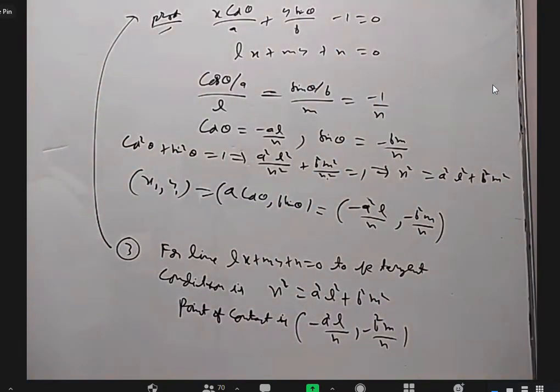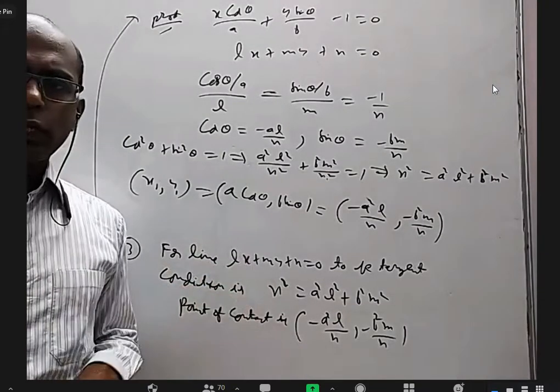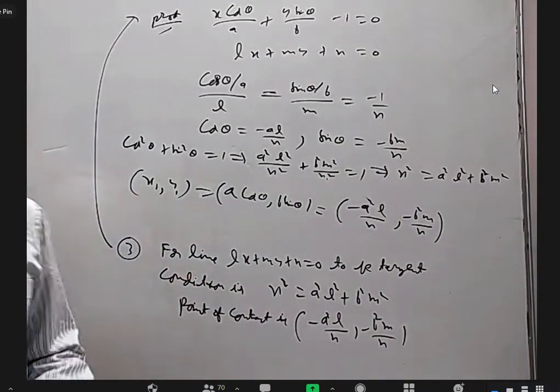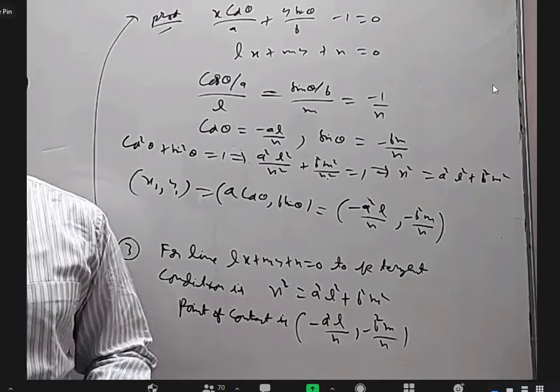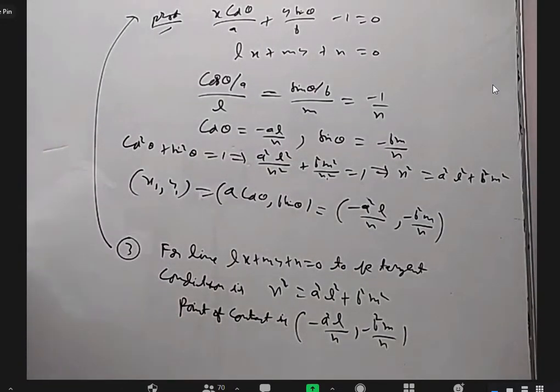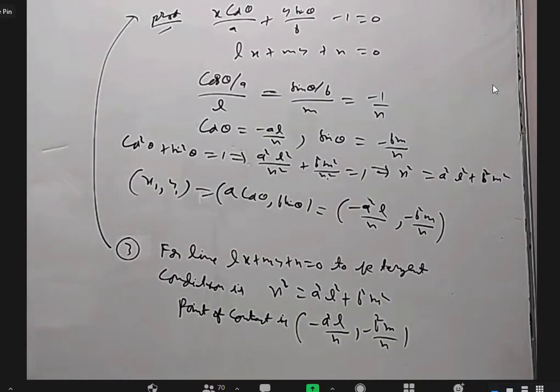Of course, we can also solve the line and ellipse, eliminate y or eliminate x, and you'll get a quadratic equation. For that quadratic equation, the roots should be equal, because if we get two distinct roots, it is intersecting at two points. If there are no roots, the line is completely outside. If it is equal roots, it is tangent. From that also I can get it.